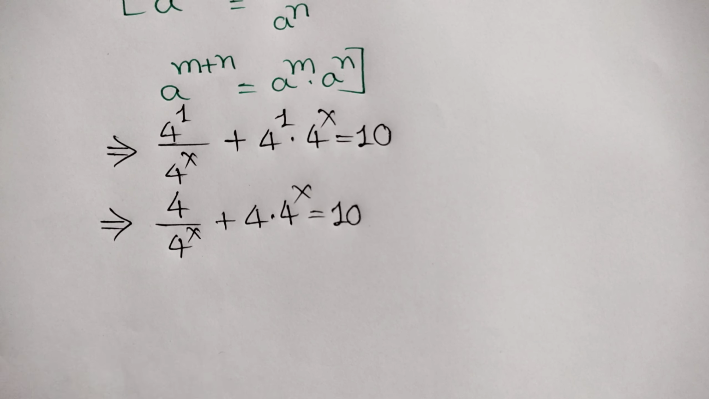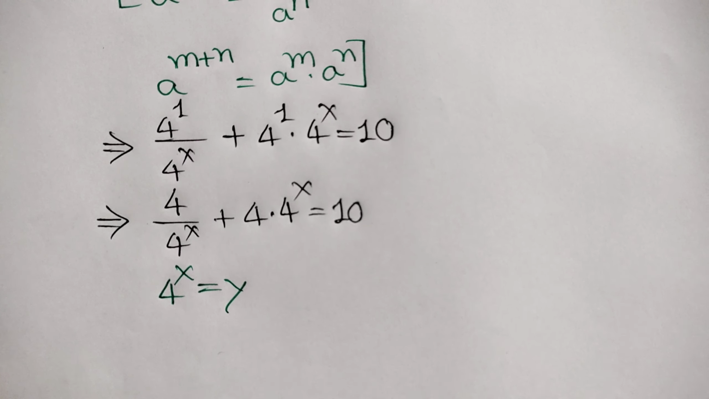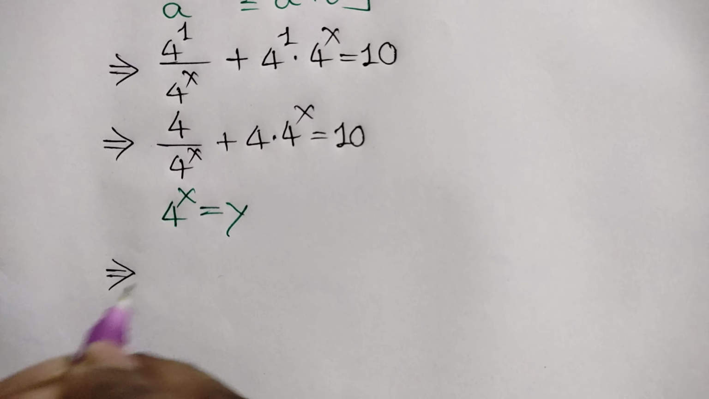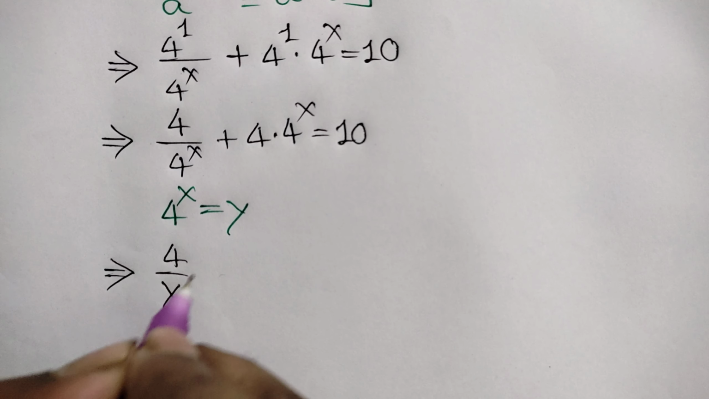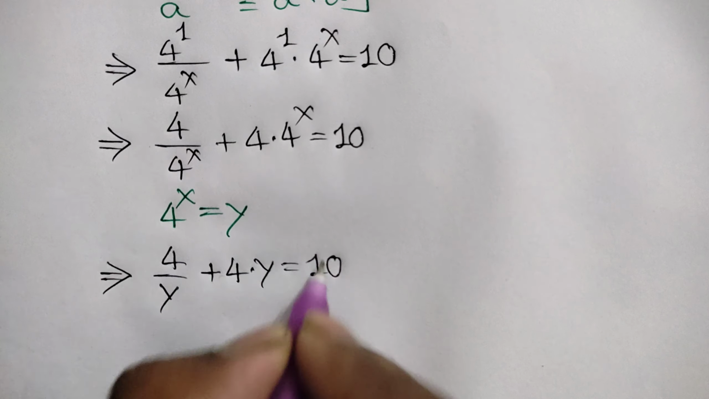Now let 4 to the power x be equal to y. So we will get 4 over y plus 4 times y is equal to 10.